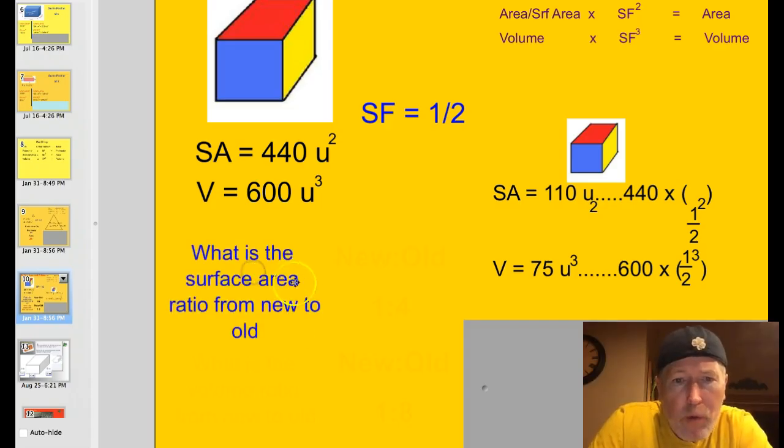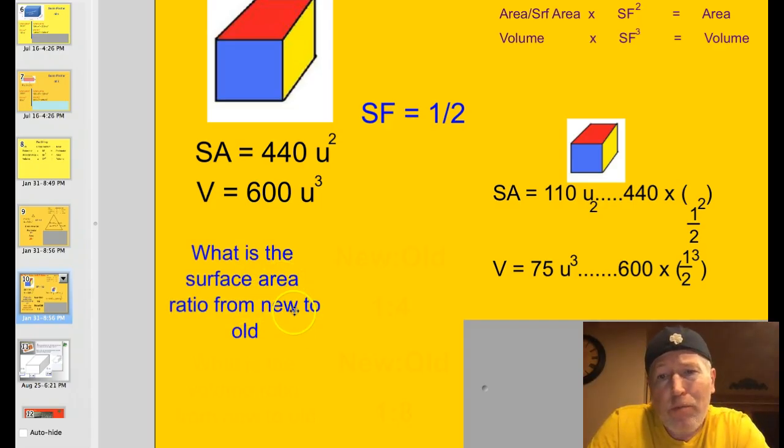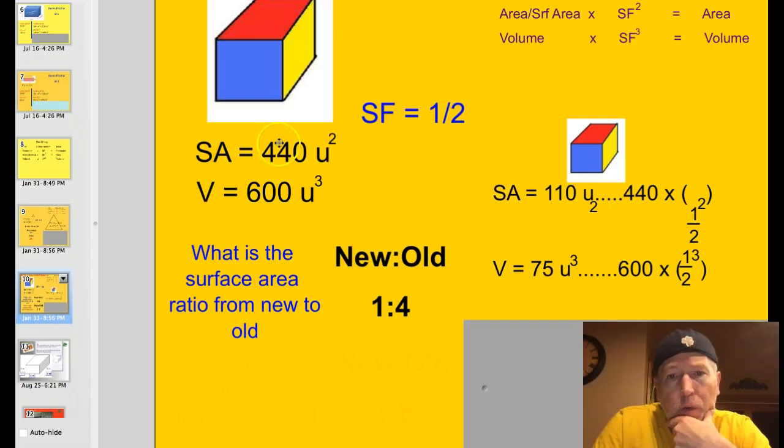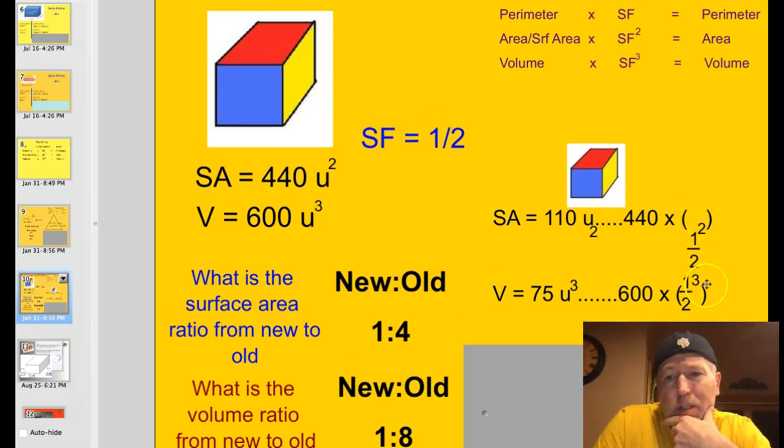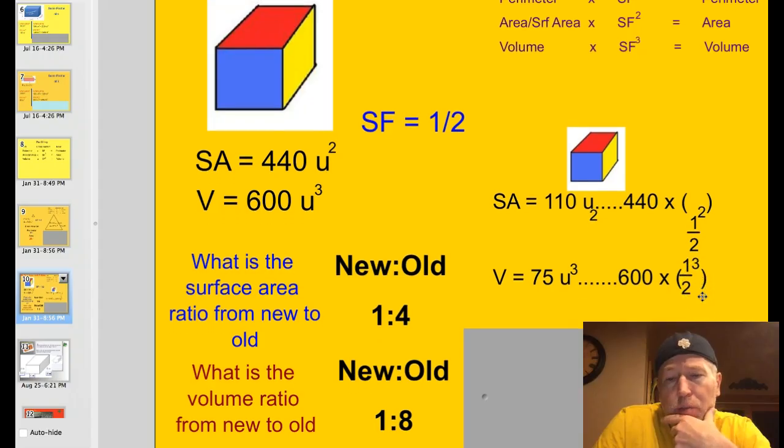All right. What about the ratios? What is the surface area ratio from the new to the old? Well, this was 110 to 440. I could simplify that and say that that's 1 to 4. What is the volume ratio from the new to the old? Again, that's the scale factor cubed, or 1 to 8. So here it was 1 to 4, the scale factor squared. Here the volume was the scale factor cubed.